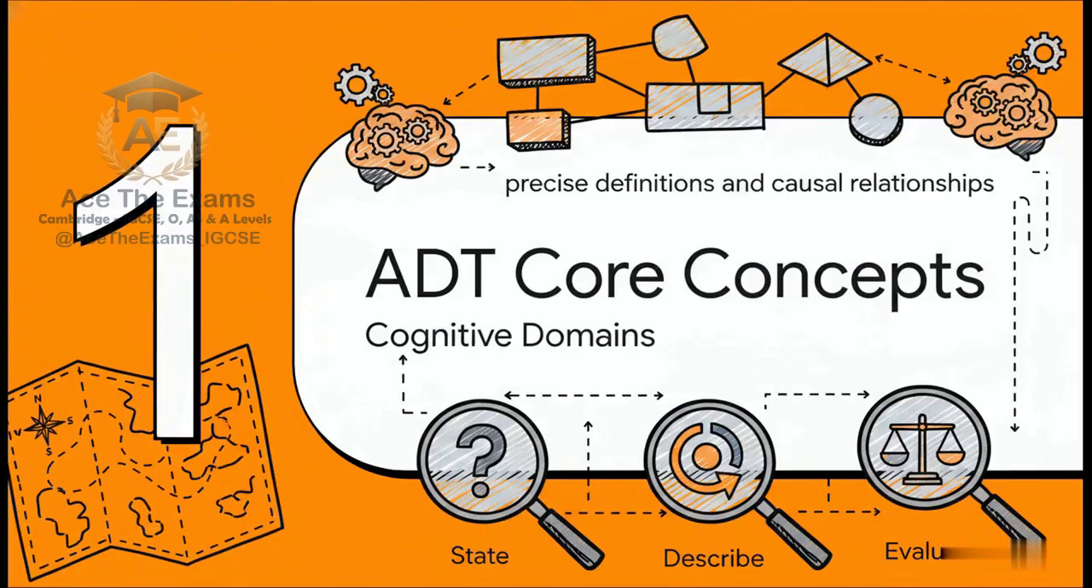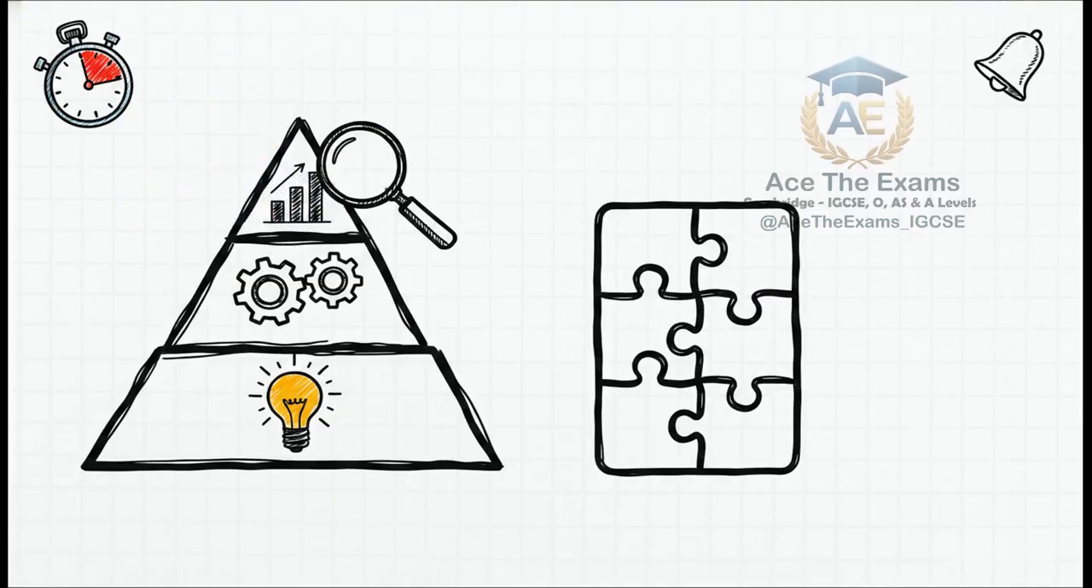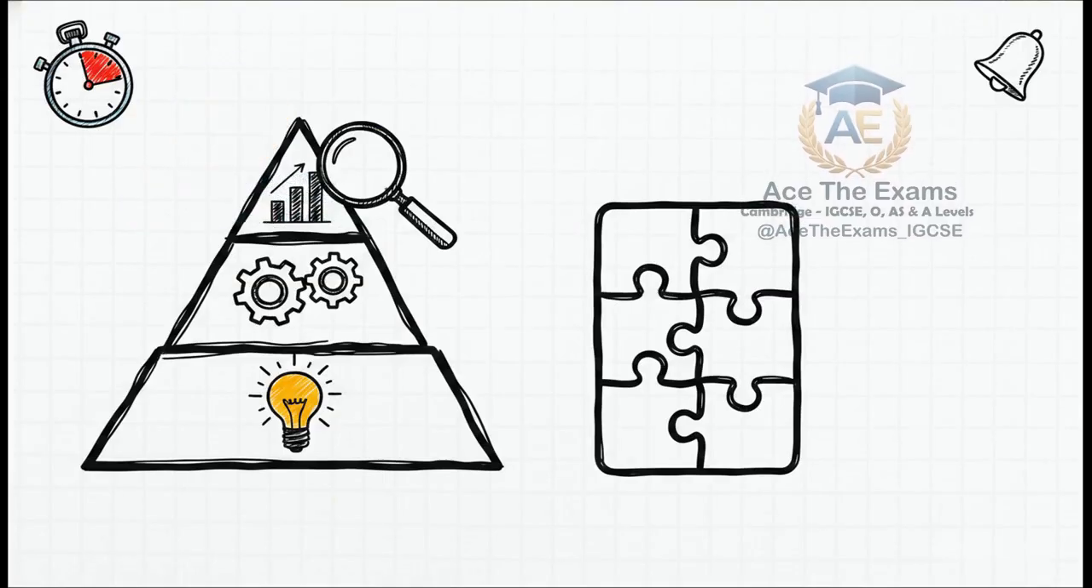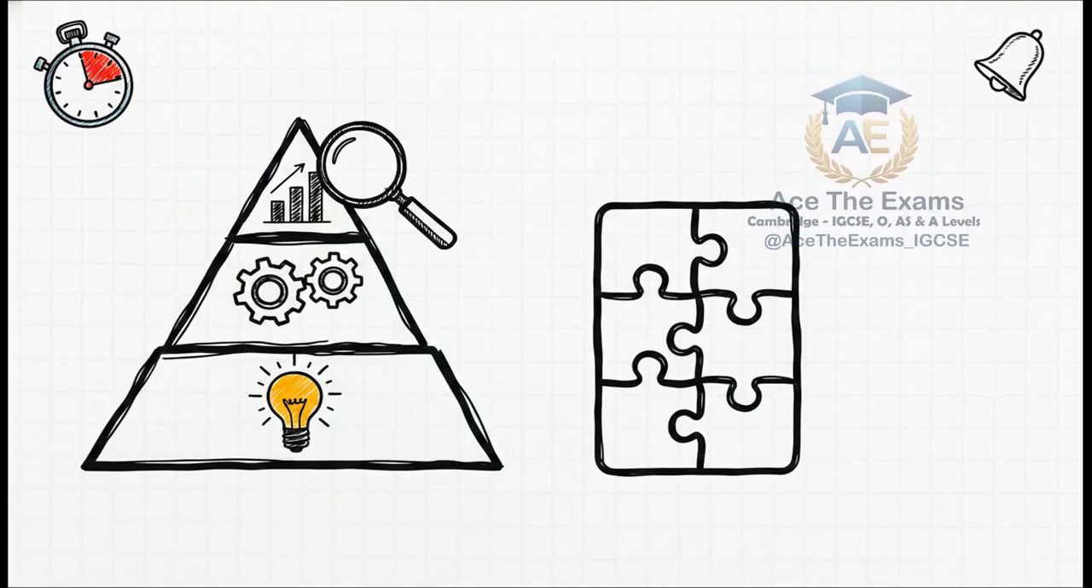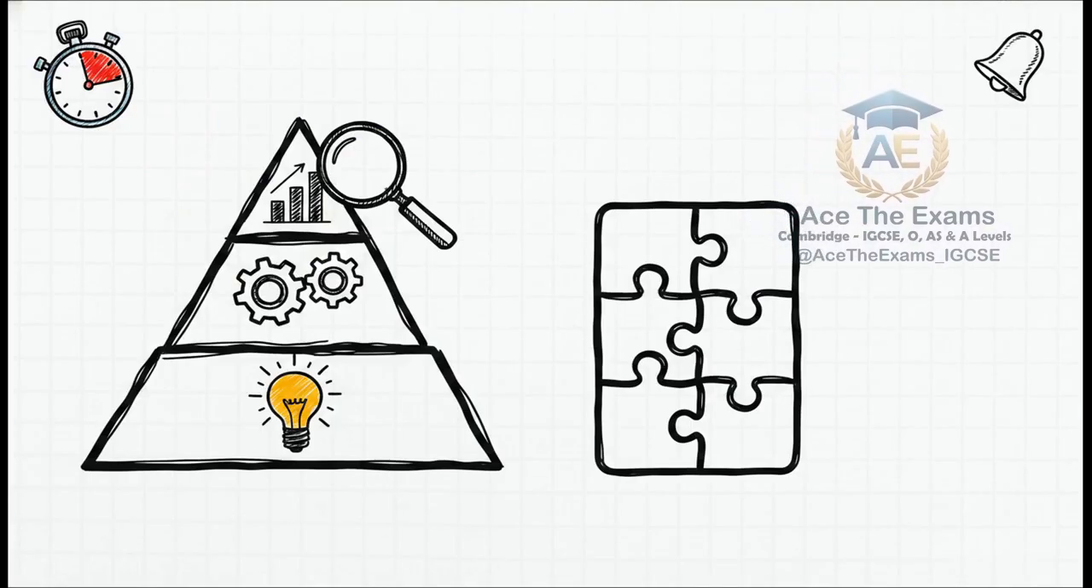Let's hit section 1, ADT core concepts and understanding the cognitive domains. We need to get this fundamental theory down first. The theoretical architecture of abstract data types isn't just some random assortment of coding principles thrown together. It is a highly structured foundation built on precise definitions and causal relationships.